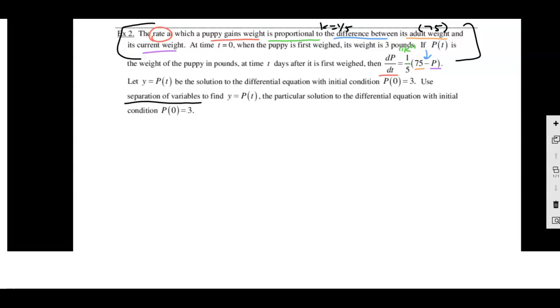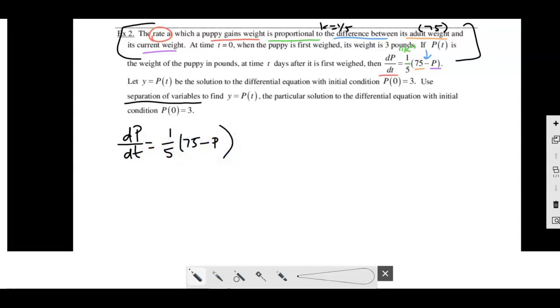So we'll have to create it ourselves. But here it gives it to us, so that's really nice. Okay, so here we go. Let's jump into it. We've got dP/dt is equal to 1/5 times (75 minus P).